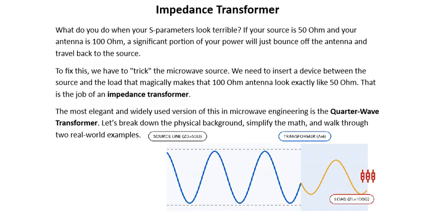We need to insert a device between the source and the load that magically makes that 100 ohm antenna look exactly like 50 ohm. That is the job of an impedance transformer. The most elegant and widely used version of this in microwave engineering is the quarter-wave transformer. Let's break down the physical background, simplify the math, and walk through two real-world examples.